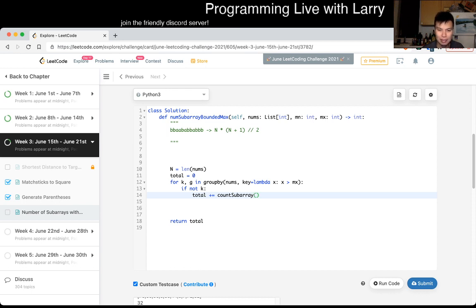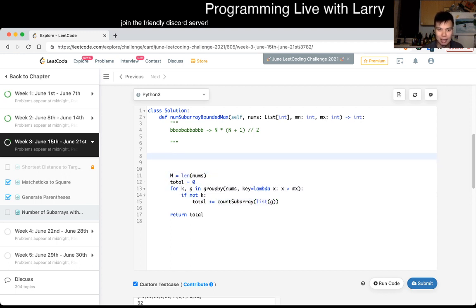I don't know how to call these things. My brain is not really working today. My apologies, but we can just pass in this iter tool. Let's make it a list, because it is an iterator by default. So let's make it back into a list, and then we can just define this.